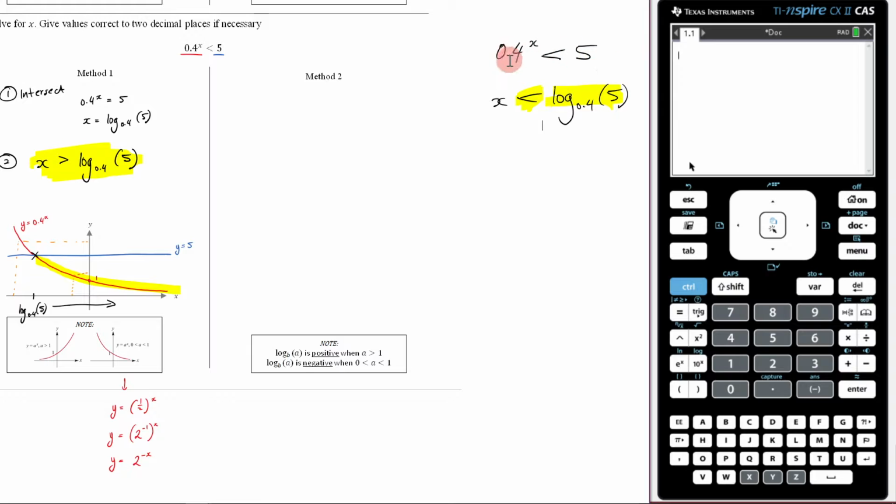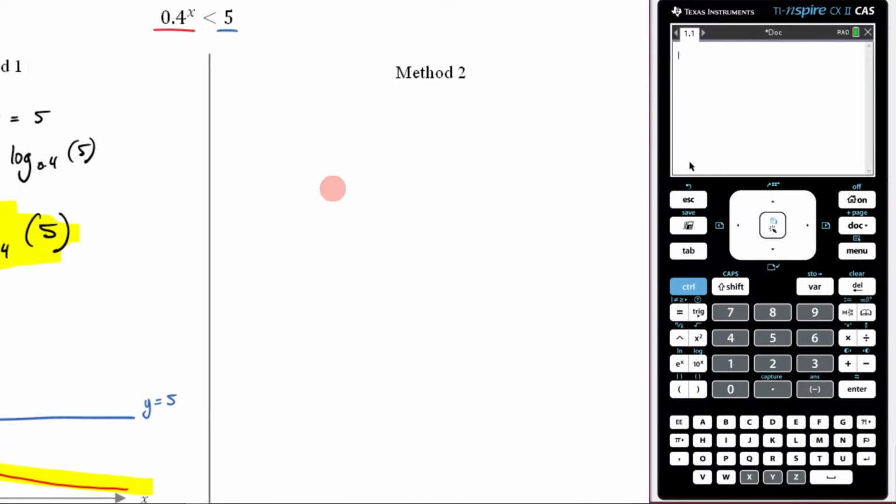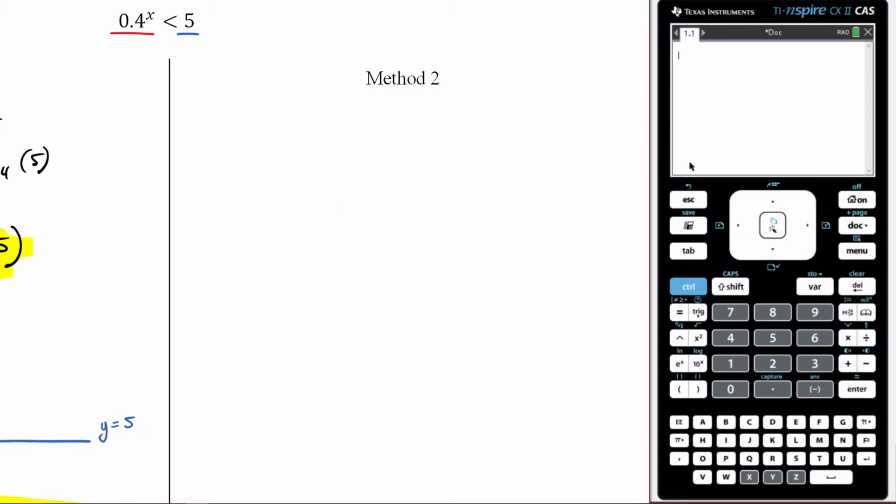So you can't always rely on this method because there are sometimes when the inequality sign will flip, as in this case, and you're going to get it wrong. So don't rely on this. You need to know a better method of getting your answer correct every time. And that is method 2, which will show you when you need to flip that inequality.